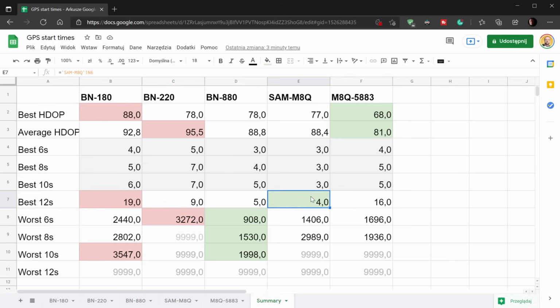Interesting? Interesting. More than how much? 5 times as much time the 180 needed in the best case than the Matek one. And the data that is really interesting is the worst time required to get the amount of fixes.